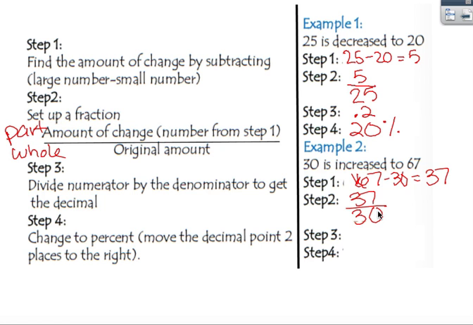So what number did we start with? 30. 30 is being increased. So your original amount is 30.